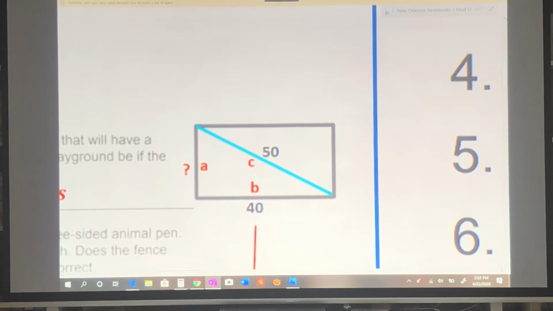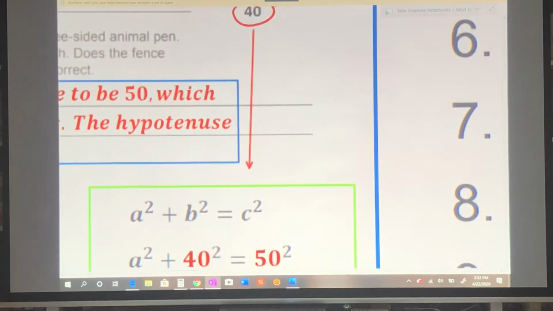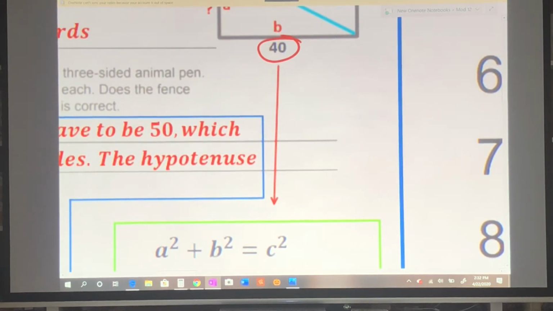Yes, we can. We have a squared plus 40 squared equals 50 squared. Let's see what happens. Remember, your hypotenuse always has to be the longest one. That's going to be your C. Follow the arrow. There's the formula. If I would have had C squared equals A squared plus B squared, remember, it's the same thing. Okay, we have B and we have C.